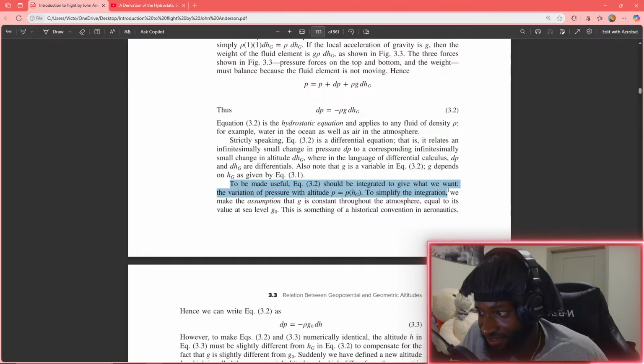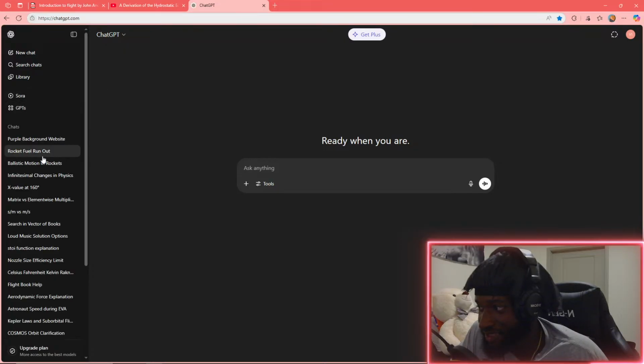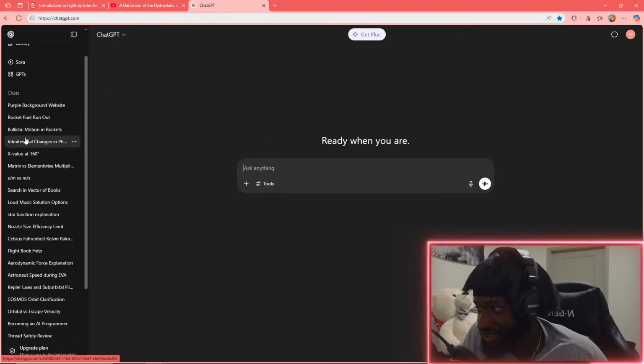Like right here. To be made useful should be integrated to give what we want. The variation of pressures with altitude P is equal to. To simplify the integration, we make the assumption that G is constant throughout the atmosphere, equal to its value at sea level. And I already tried Chat GPT like 10 times, man. I promise you. Literally, yesterday. I think it was right here.